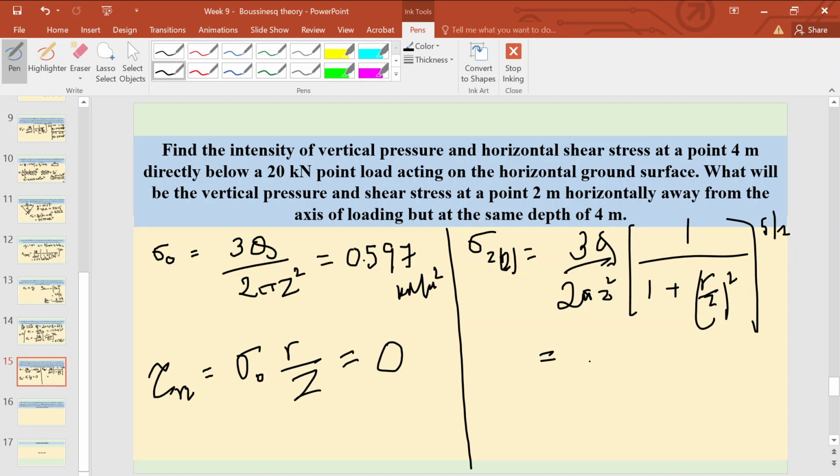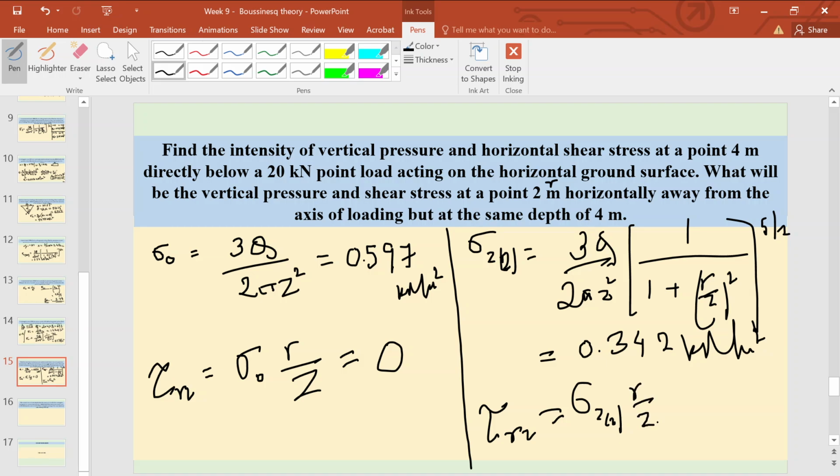What is the value you have got over here, putting r equal to 2 and z equal to 4? 0.341. Yes, 0.341 or 0.342, as I've got, anything is right. Kilonewton per meter square. Now again the shear stress, same formula, it is sigma z at 2 into r by z, r equals 2, z equals 4. It is half of that, 0.171 approximately. Yes, 0.170 or 0.171. Yes, sir. Kilonewton per meter square.